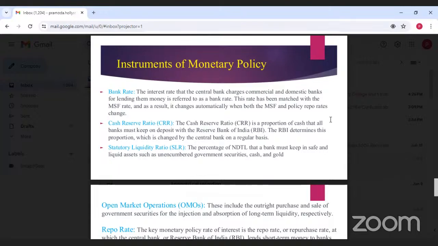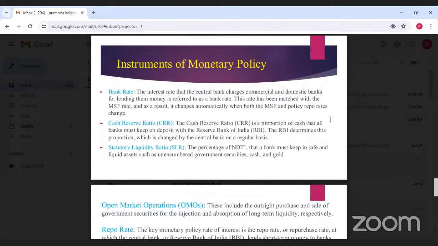Clear, ma'am. Then the next instrument of the central bank is the cash reserve ratio. Now, as we know, Reserve Bank of India is the central bank, the apex bank of our country. All the commercial banks have to work under the leadership, regulations, guidelines, and instructions of the Central Bank of India. Now, every commercial bank has to keep a certain amount of deposit with the Reserve Bank of India in the form of cash. A certain percentage of their deposits, savings deposits, FDs, all these are there, right.